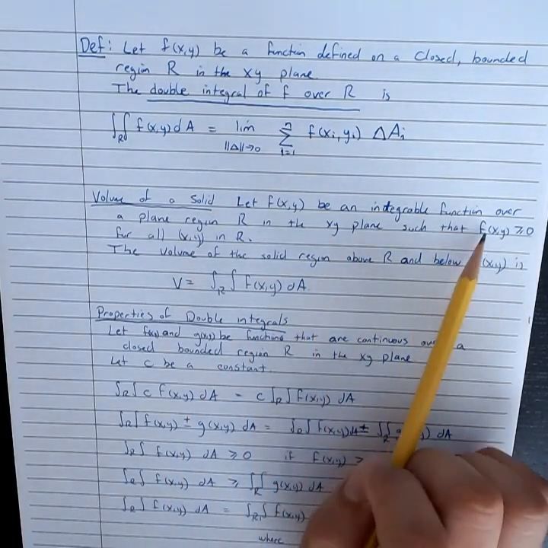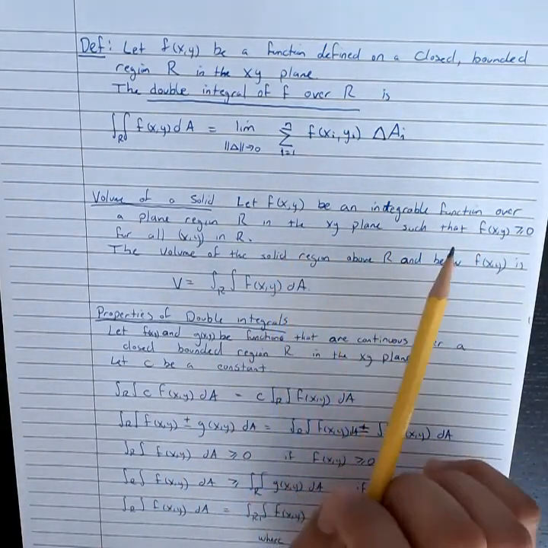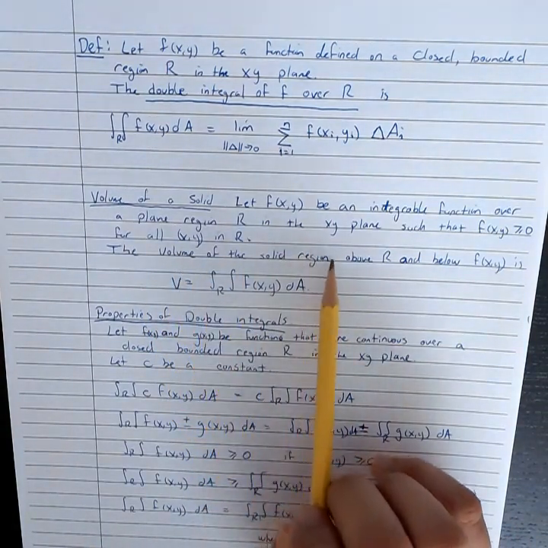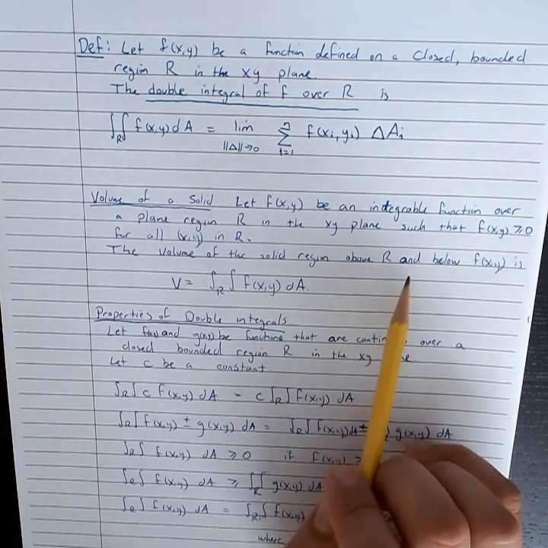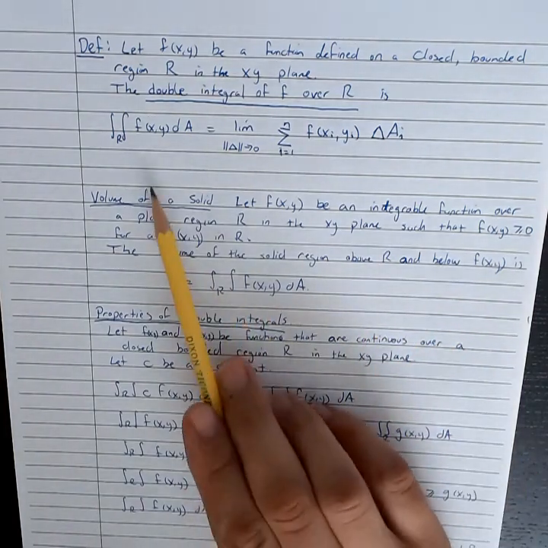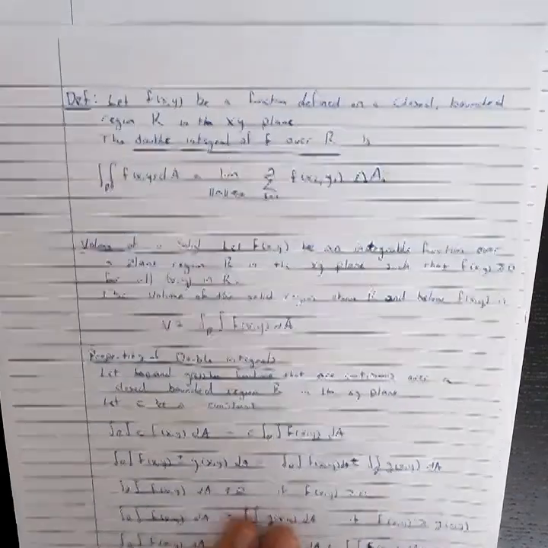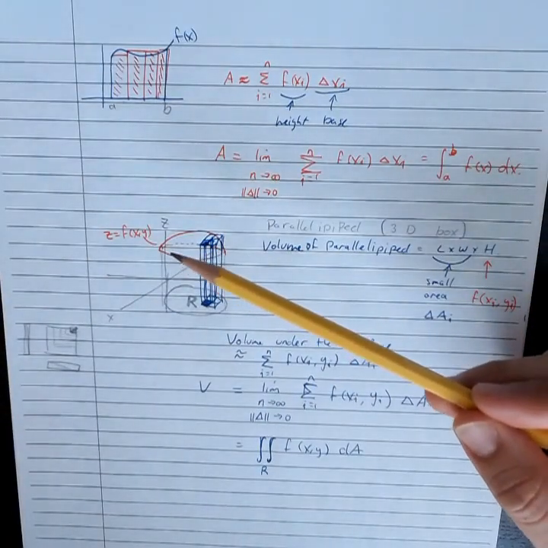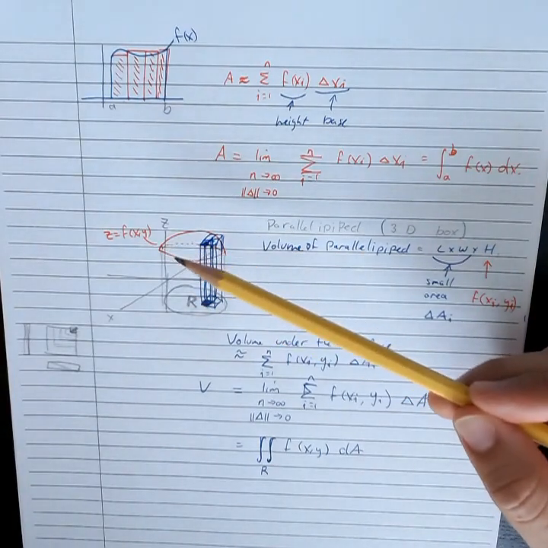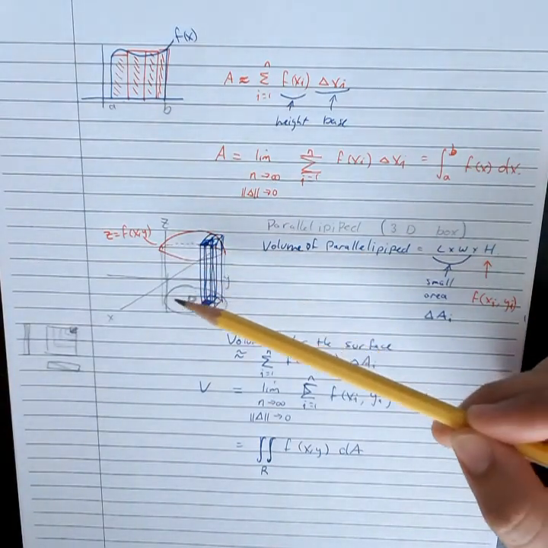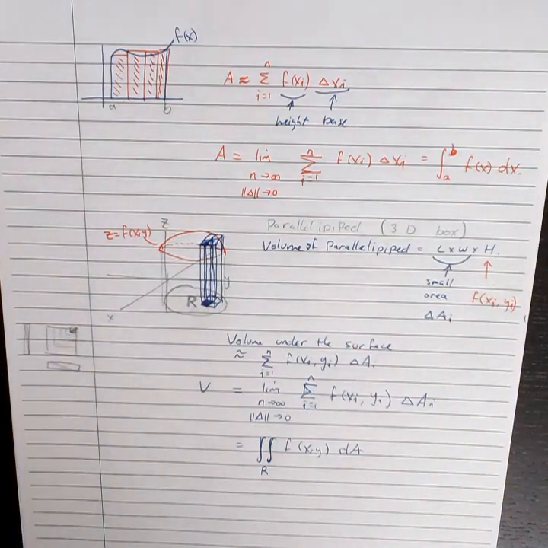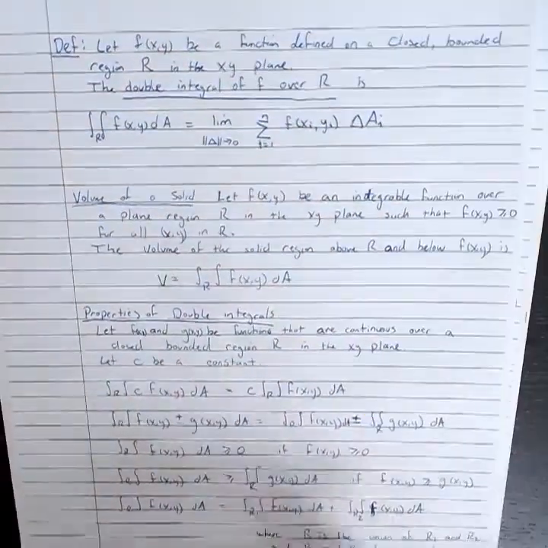So here you have a surface that is entirely over the xy plane, nothing underneath. If that's the case, the volume of the solid region above R and below f is given by that double integral. And that's simply formalizing this illustration here. The volume between this surface and this region can be thought of as this double integral. And that's what this says.